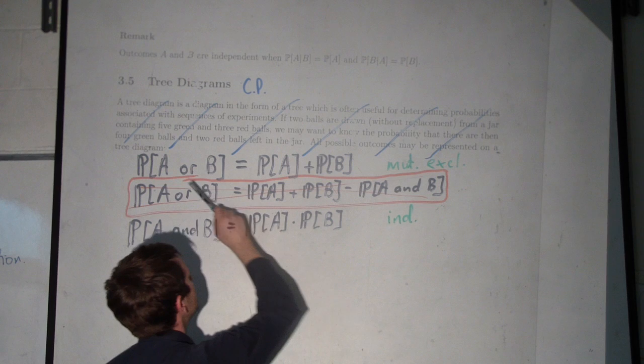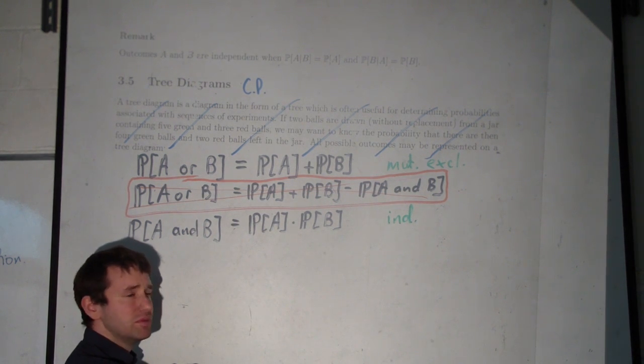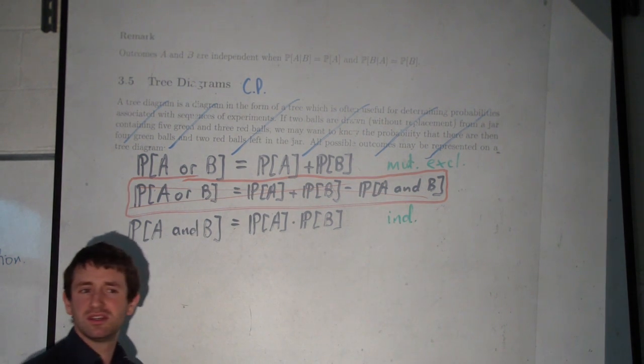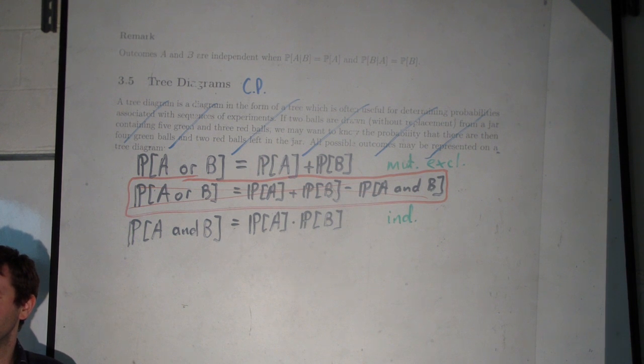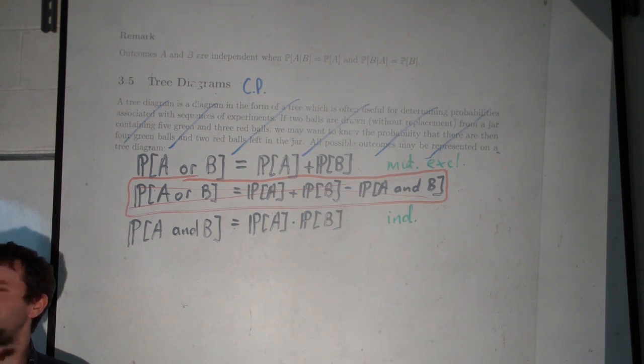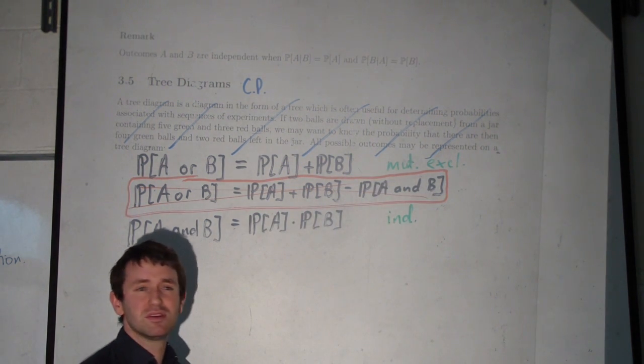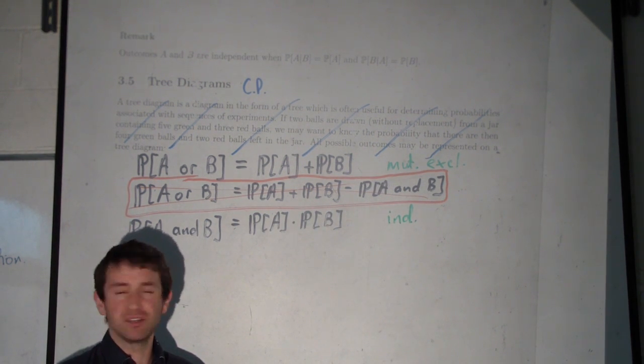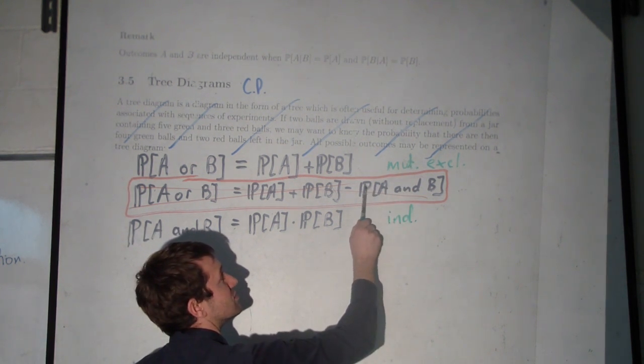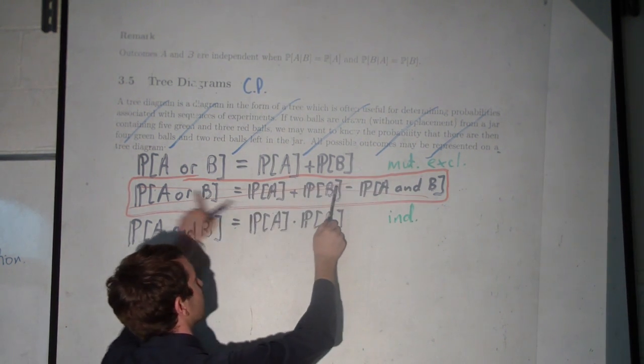Now, the other thing, I probably should have said, I said this is always true. If A and B can't happen at the same time, what's the probability of A and B? 0. So when they're mutually exclusive, this is 0 and you just get this formula here.